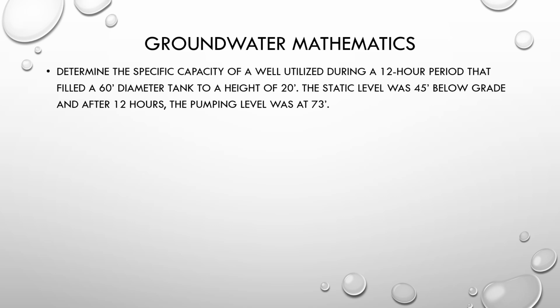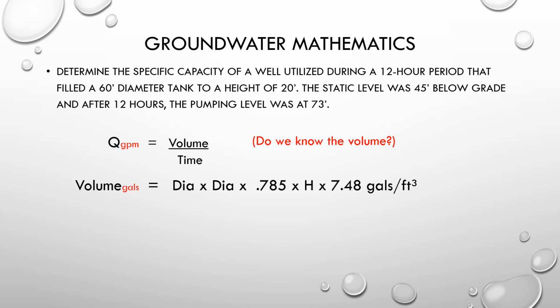Determine the specific capacity of a well utilized during a 12-hour period that filled a 60-foot diameter tank to a height of 20 feet. The static level of the groundwater is at 45 feet below grade, and after 12 hours, the pumping level was at 73 feet below grade. So we are trying to solve for the flow, but we need to know what the volume is. And do we know what that is yet? Not yet. So let's solve for that.